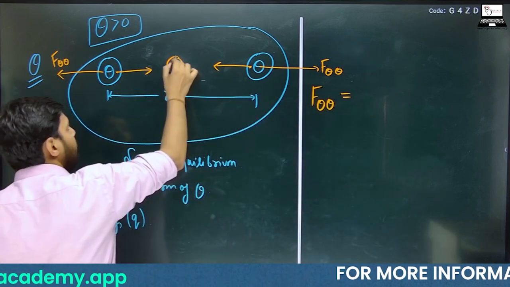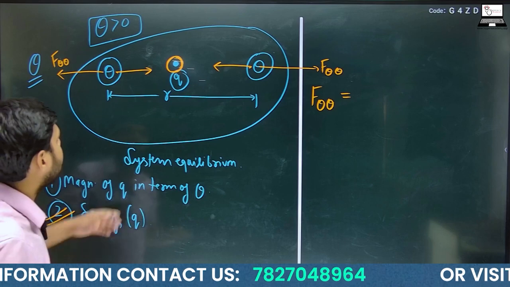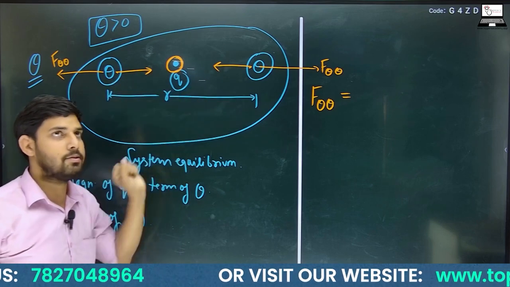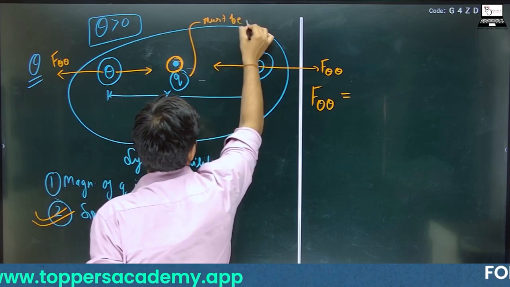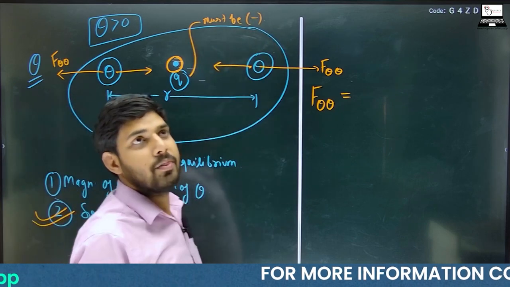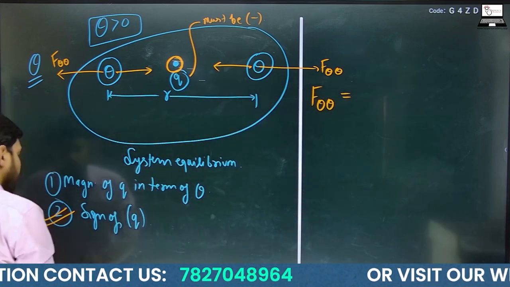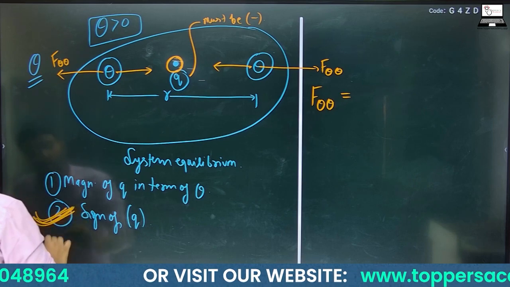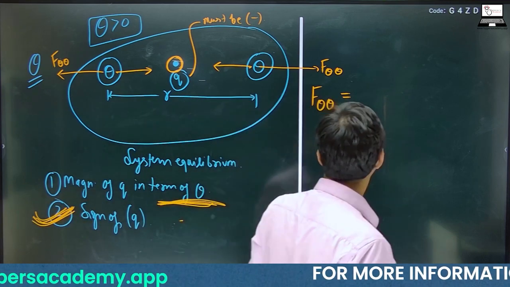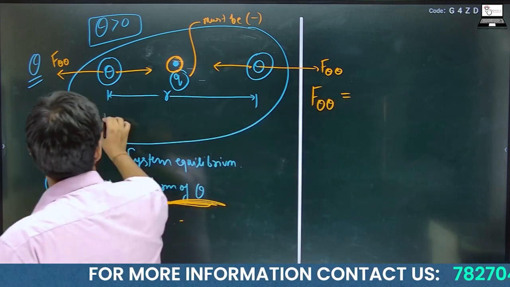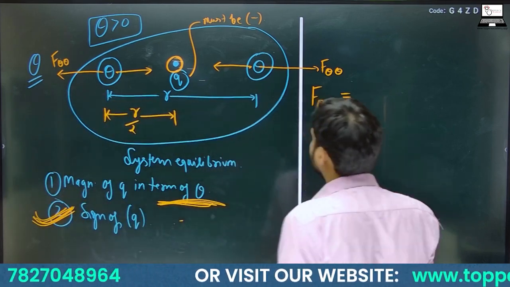But first, we have just solved our second question by stating that this should attract both of these charges, which means this q must be negative. Clear? This q must be negative so that the system will be in equilibrium. So the second part has already been solved without any problem. What about the first part, the magnitude of q? Let us say, what is F_QQ? See, this distance is R by 2.